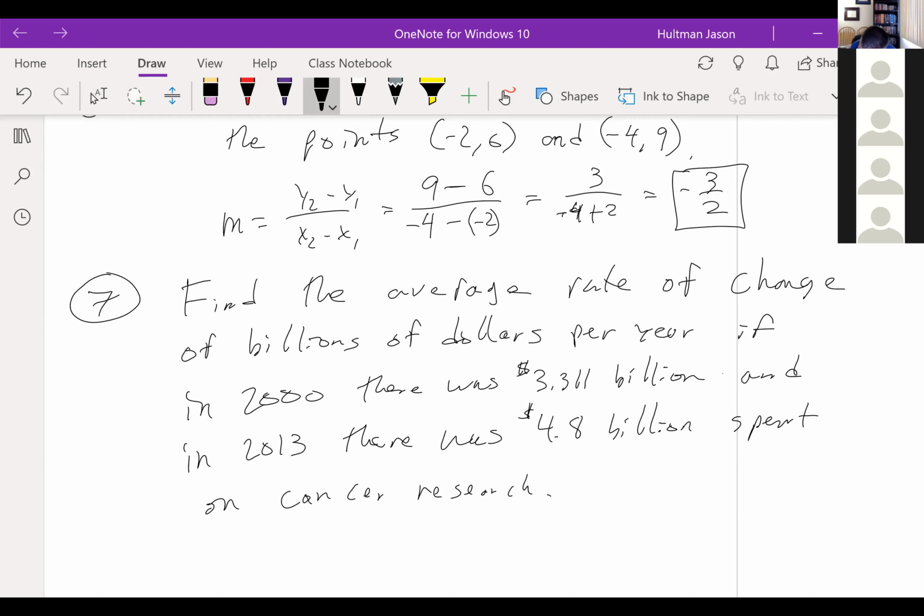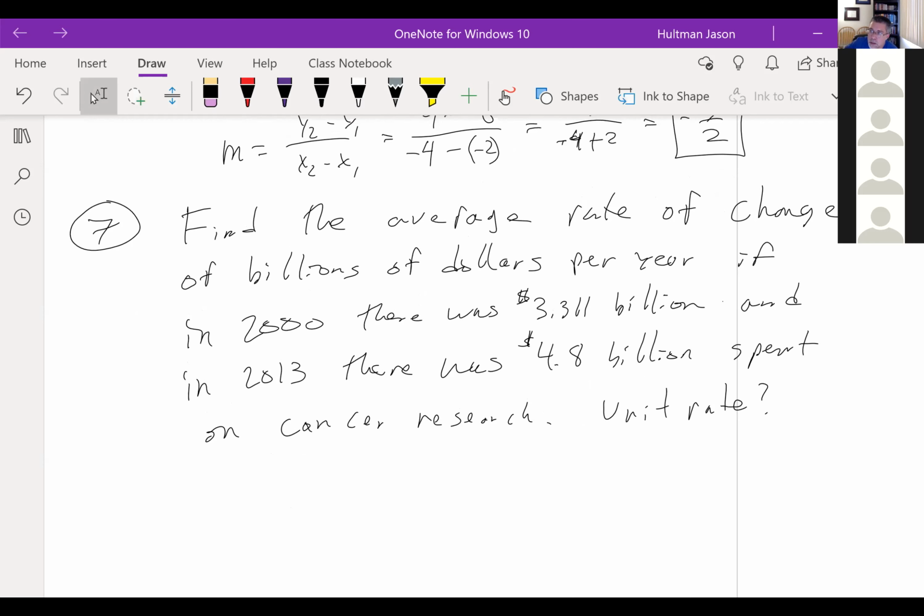Okay, so what we want is something called a unit rate. What's the unit rate here? What's the average rate of change per year? That's the unit rate. So how much money was spent per year on average? Well, that's a slope formula. Okay, m equals y2 minus y1 over x2 minus x1, right?